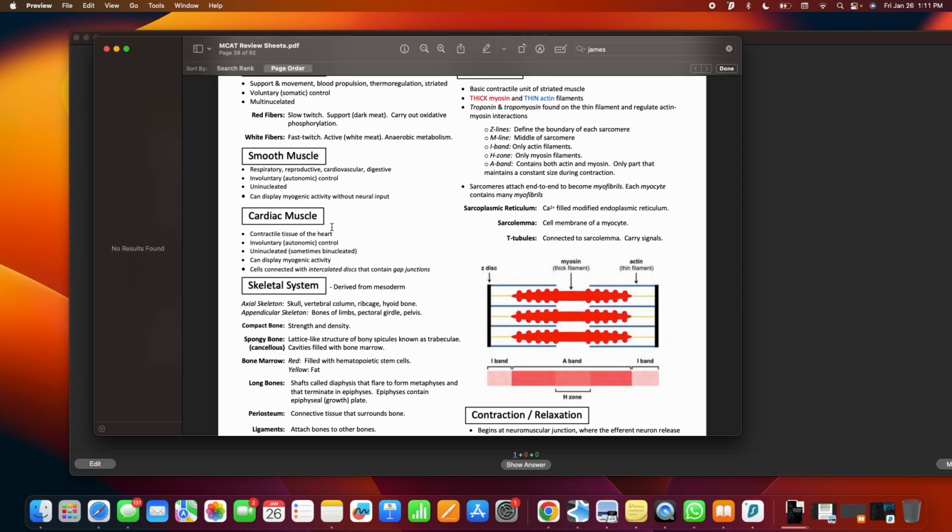Cardiac muscle. They are the contractile tissue of the heart. They are under involuntary, autonomic control, and uninucleated, sometimes binucleated. They can display myogenic activity, and the cells are connected with intercalated discs that contain gap junctions. So gap junctions are a thing for cardiac muscles. And these cardiac muscle cells are connected with intercalated discs, right?